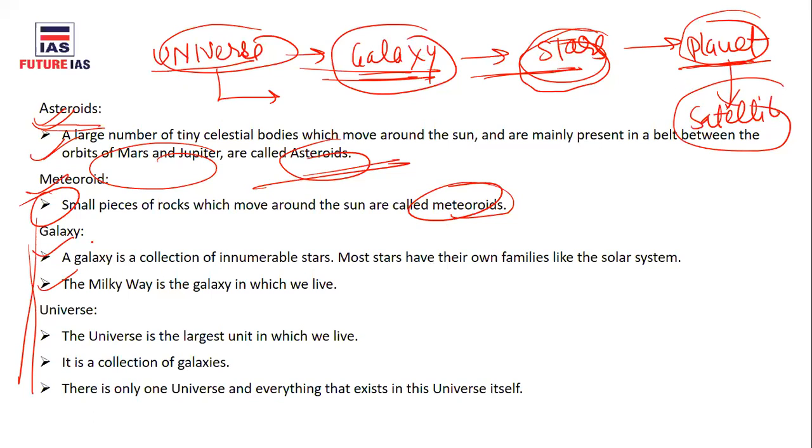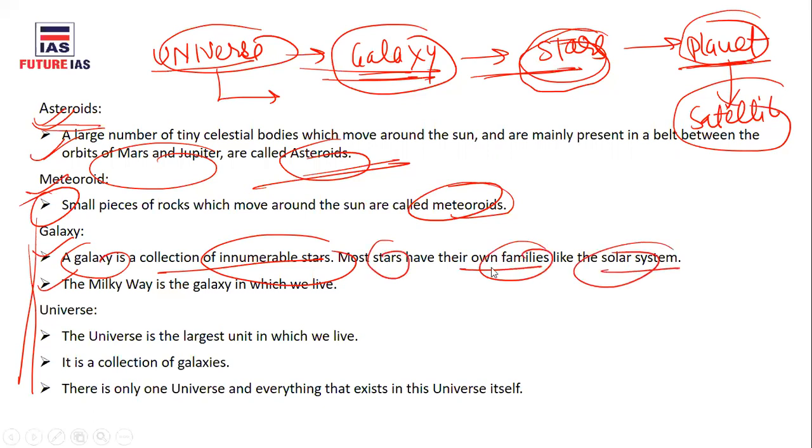So like that you have to understand. All right, so a galaxy is a collection of innumerable stars. As I told you, a galaxy consists of billions of stars or star systems. Most stars have their own families like a solar system. So the solar system is also called a star system because it consists of the sun and its planets. All right. And Milky Way is the galaxy in which we live.